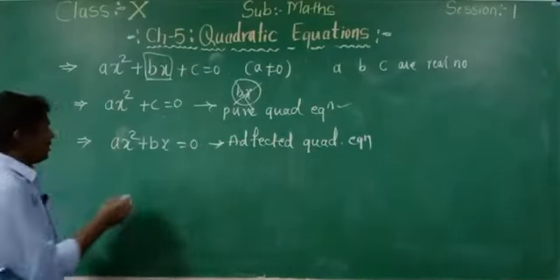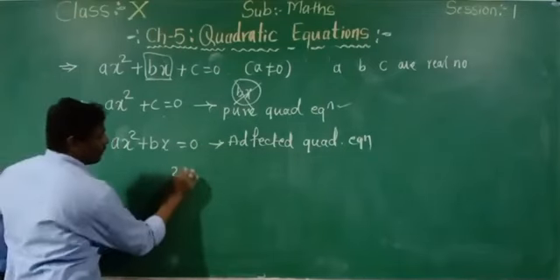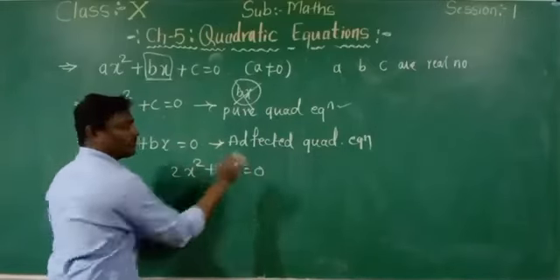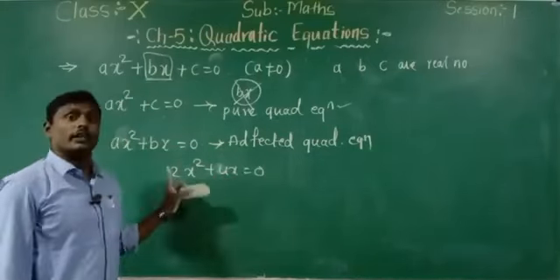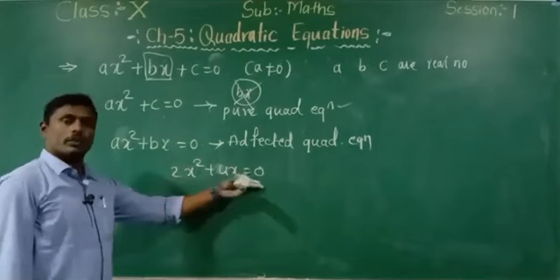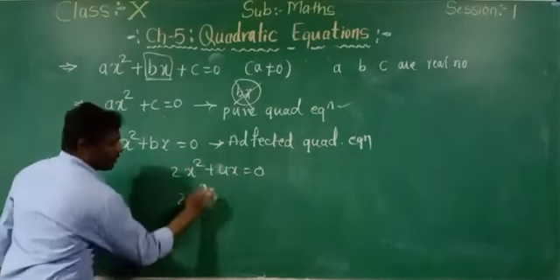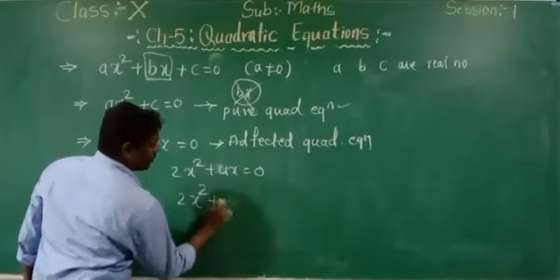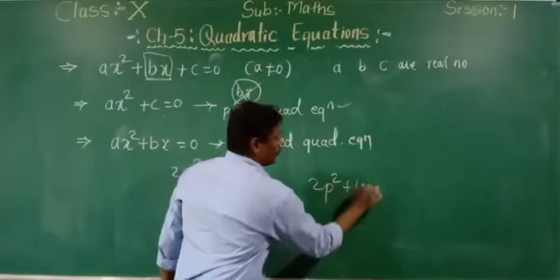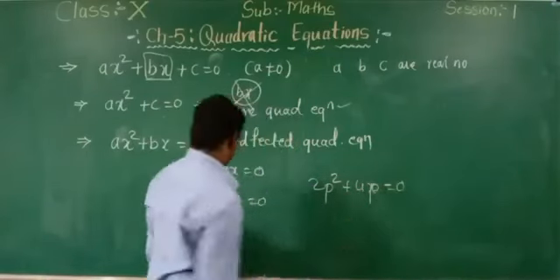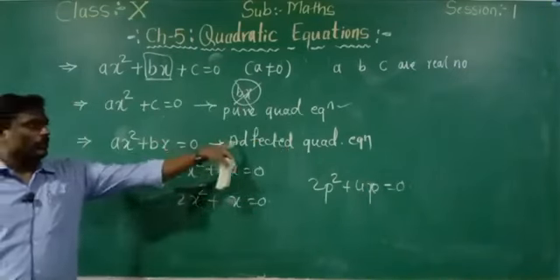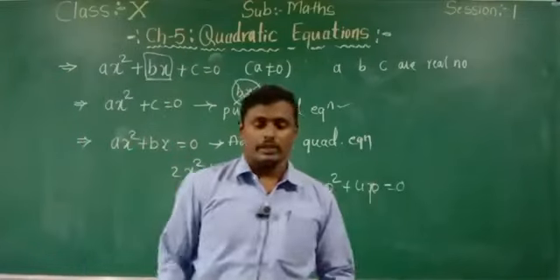It means, here I will take some examples. 2x square plus 4x. Yes, this is also a quadratic equation. What is the highest exponential power here? 2. So it's obviously a quadratic equation. Or 2x square plus x is equal to 0, or 2p square plus 4p is equal to 0. So these are all some examples for adfected quadratic equations.